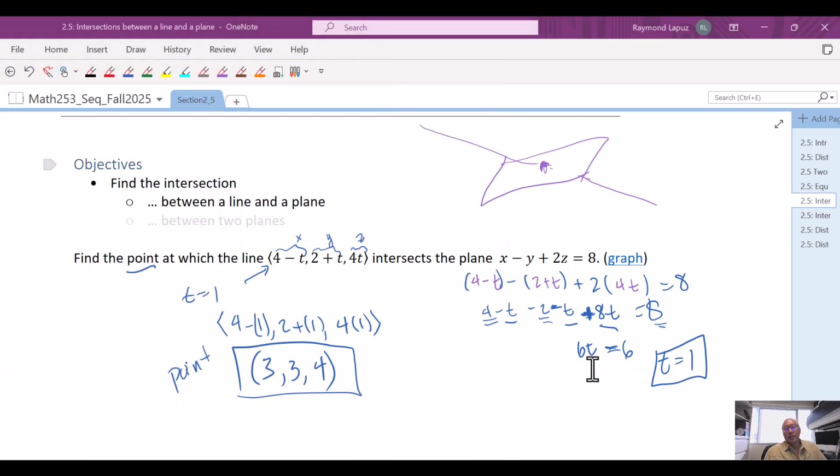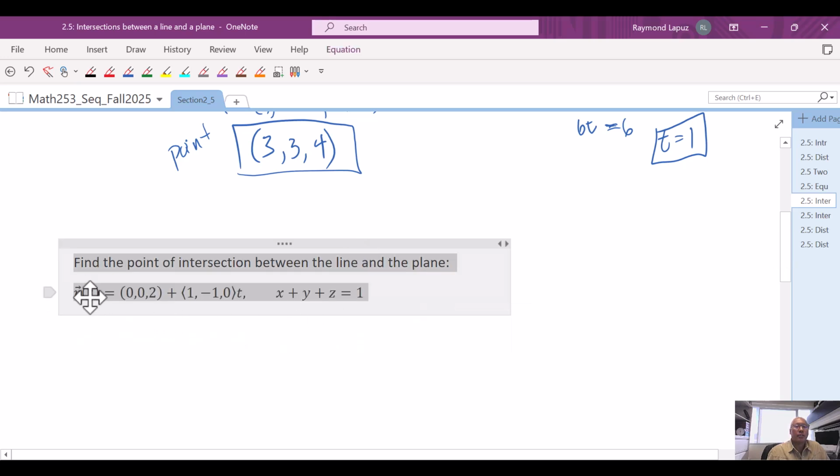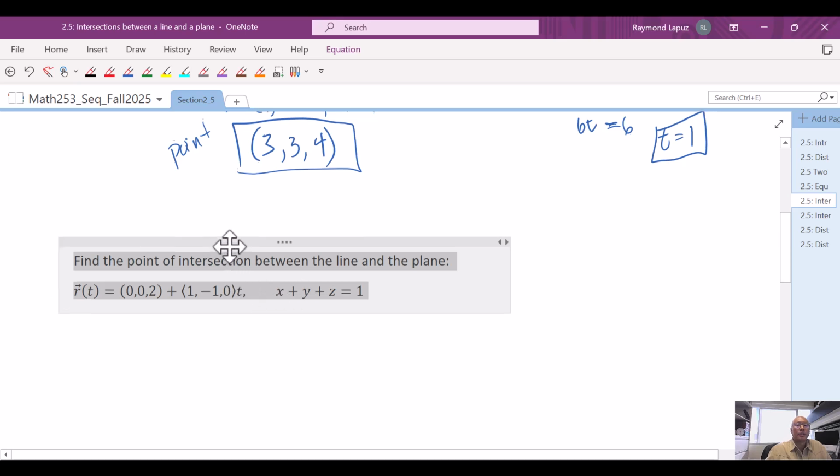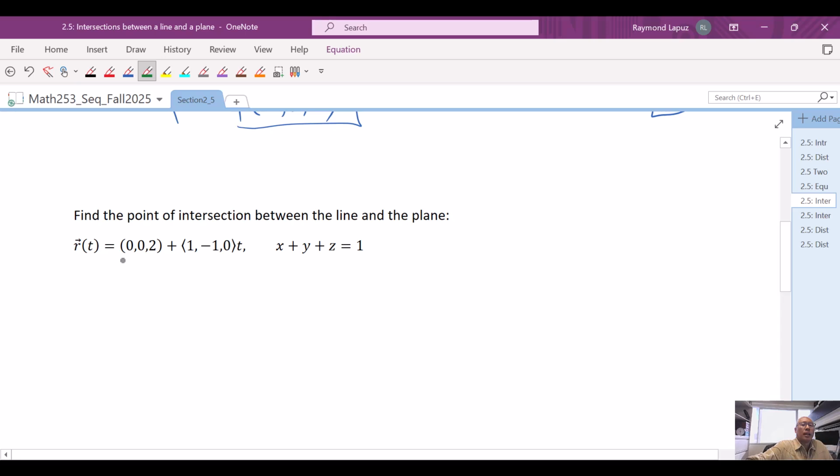Let's take a look at another example. And here, this time, we have a line and a plane that looks like this. And let's see how we can work this out. So I think first we want to rewrite our line equation in terms of x, y, and z.